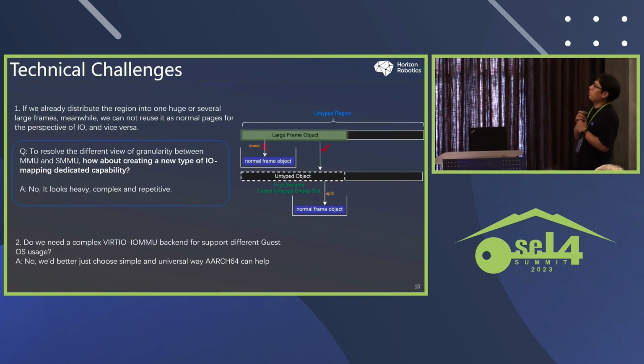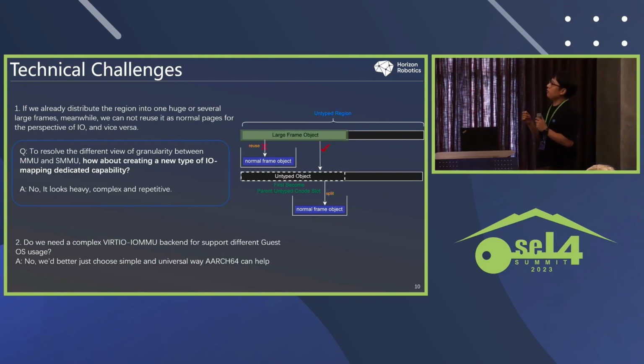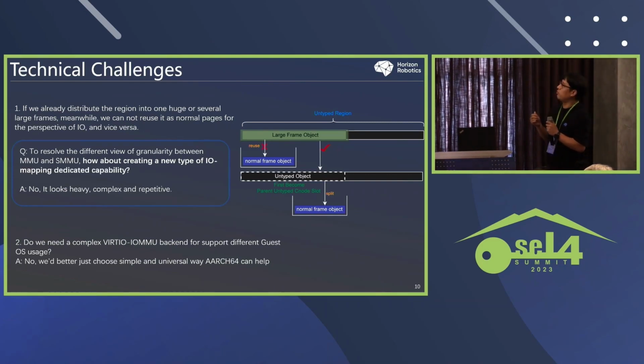One problem why we finally choose stage 1 is illustrated here. In seL4, it has the capability to manage the frame and virtual space. So if we already distribute the region into one huge or several large frames, and we want to use it as a memory for the I/O device, it will be a problem.